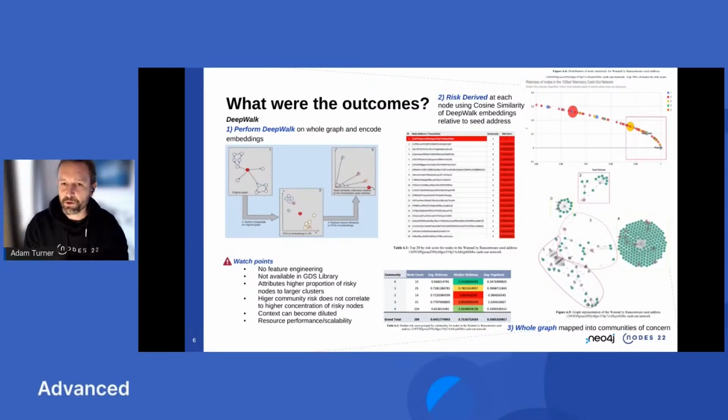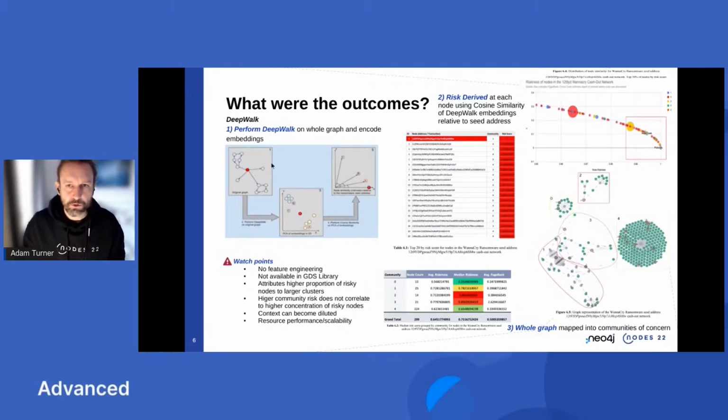For example, a higher community risk does not correlate to a higher concentration of risky nodes. Because you can look at them individually, but you can also look at them collectively, because my objective was to try and disrupt the whole network. Okay, so where's that concentration of risky nodes? But it's not in a very risky community. And if you remember, I used the community detection and the PageRank as some indicators of that. I also didn't test any performance or scalability of the algorithm, so that's something to take into consideration as a watch point.